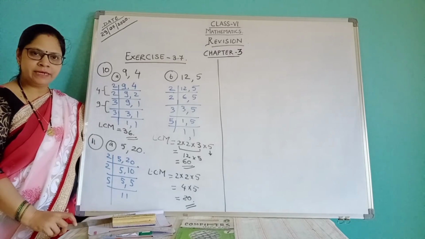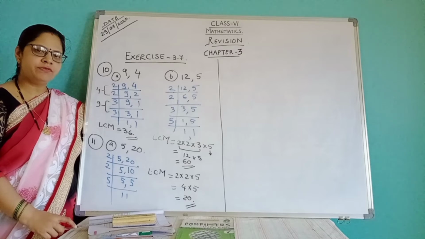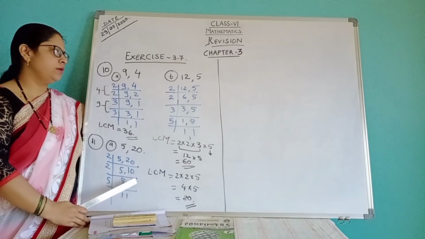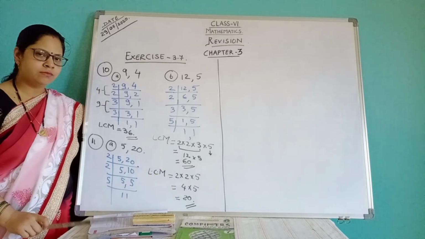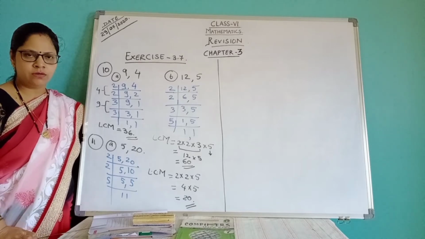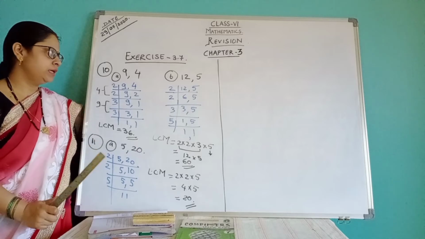Coming to question number 10. Questions 10 and 11 are of a similar type. A little difference is there, which I will explain. Listen very carefully. Question number 10 asks to find the LCM of the following numbers, and question number 11 also asks to find the LCM of the following numbers. Just check what the difference is between them.